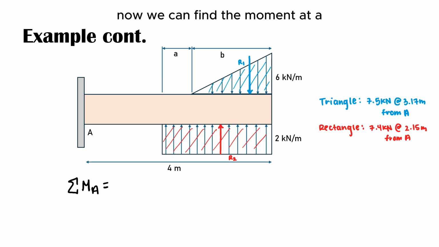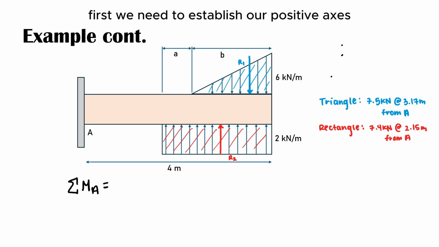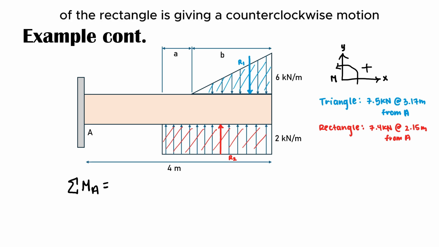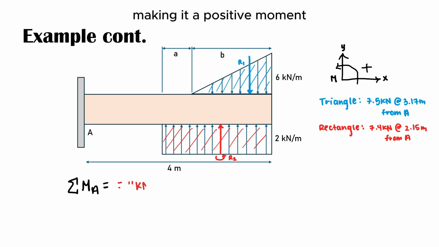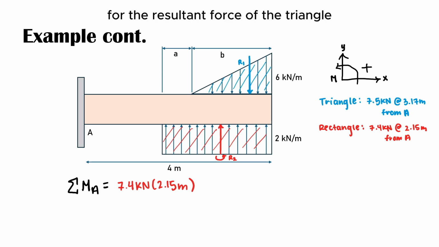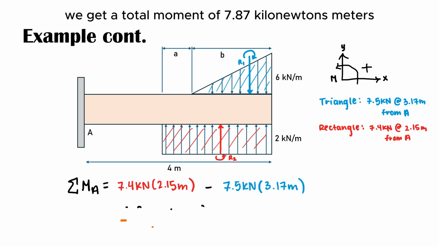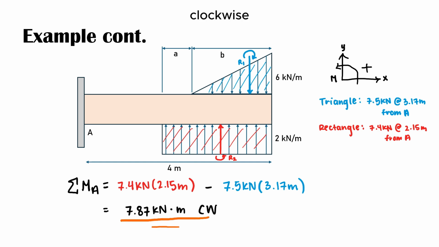Now we can find the moment at A. First, we need to establish our positive axes. The resultant force of the rectangle is giving a counterclockwise motion, making it a positive moment. For the resultant force of the triangle, it is making a clockwise rotation, giving us a negative moment. Adding these up, we get a total moment of 7.87 kilonewton meters clockwise.